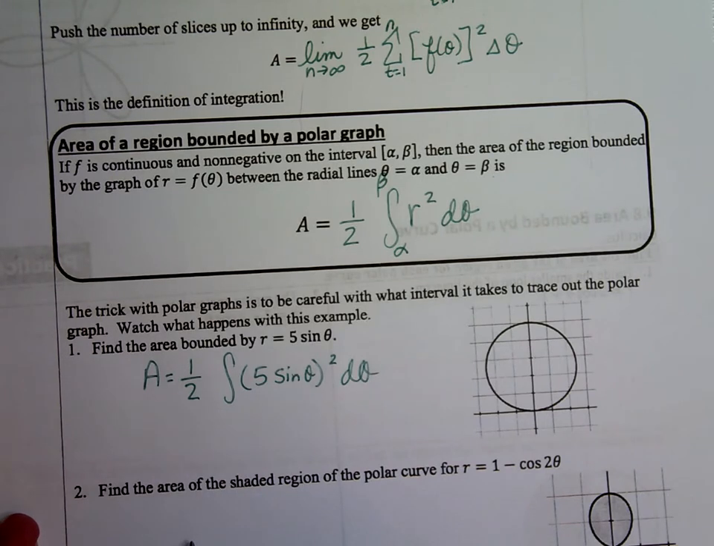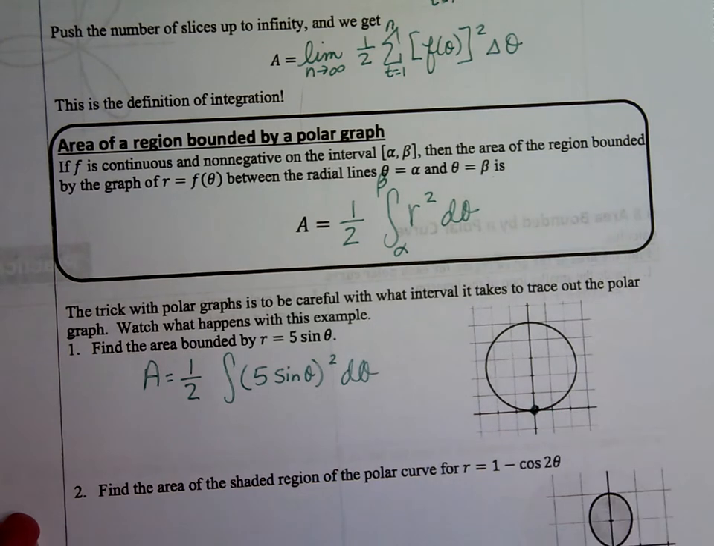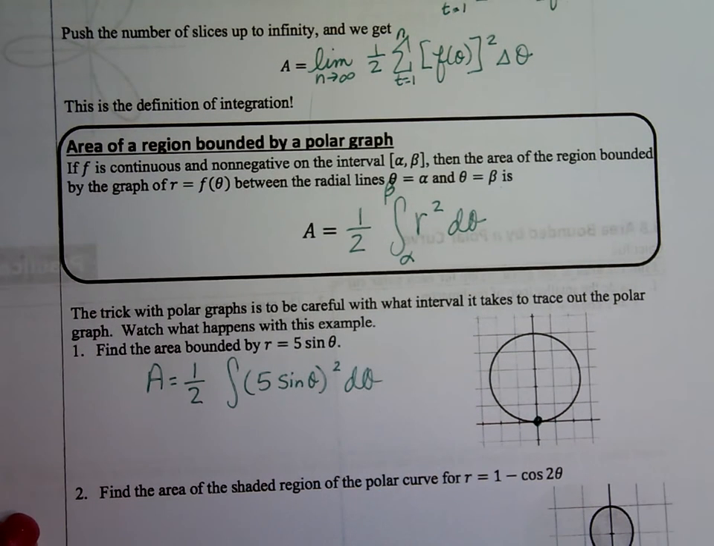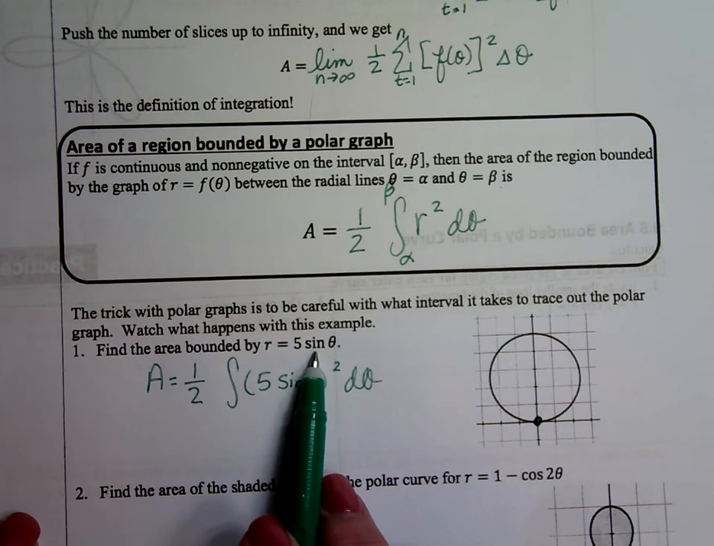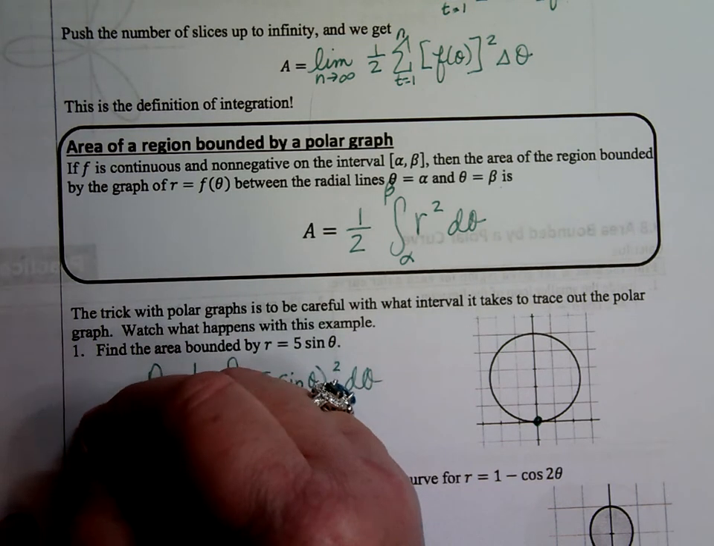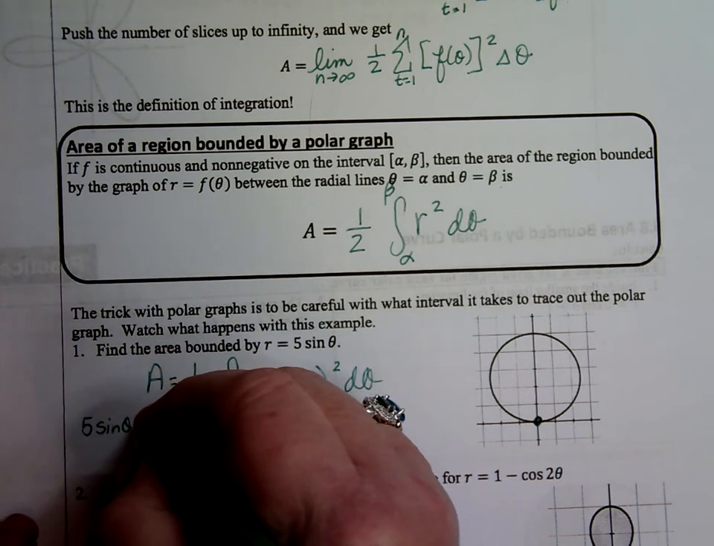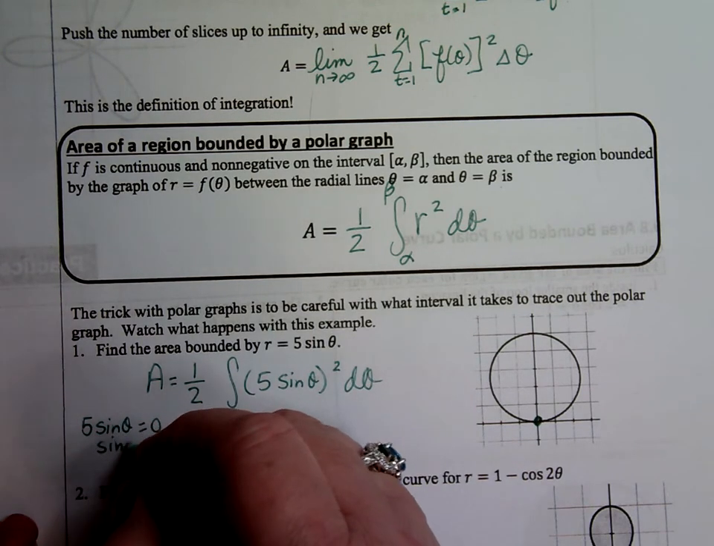And so I go and I look at this graph. See how the graph is here? That's a 0, 0 type place. That's your origin type place. So I want to know where r of 5 sine of theta, where 5 sine of theta equals 0. This is going to help me find my bounds. 5 sine of theta equals 0. Divide both sides by 5. I get the sine of theta equals 0.